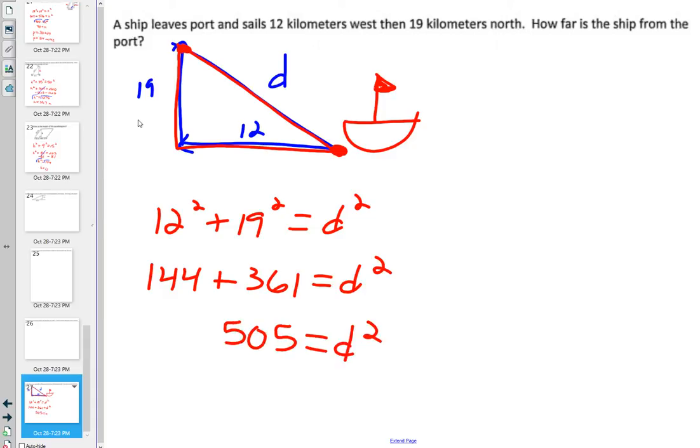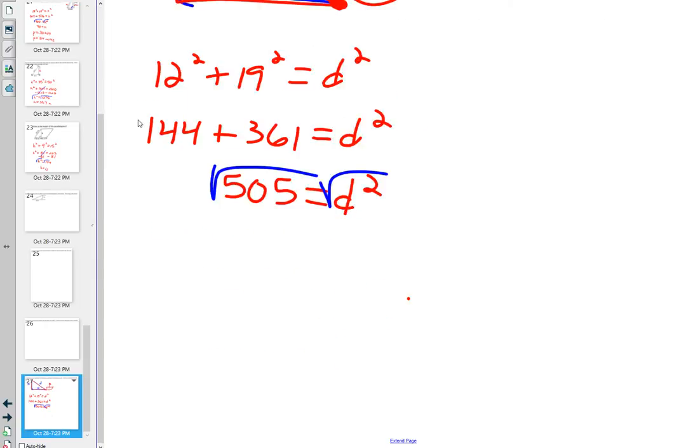Take that mental math. And then on a word problem, even though this doesn't state one way or the other, rounding is a little more kosher because there's units. Square root of 505. What do you get for that? 20.